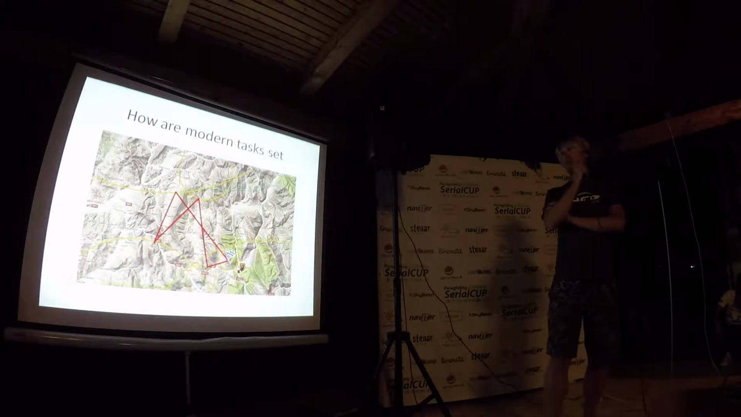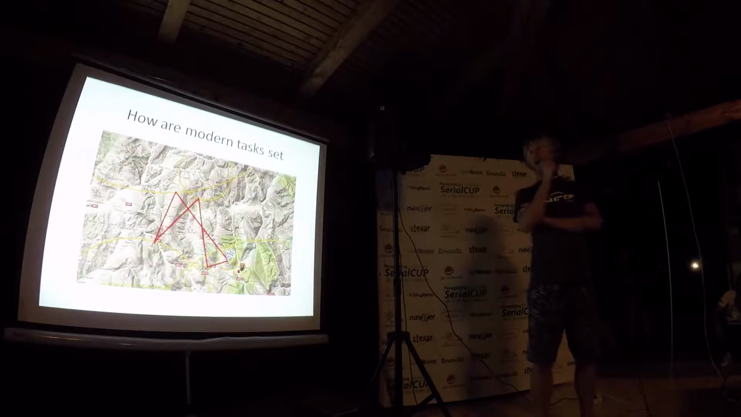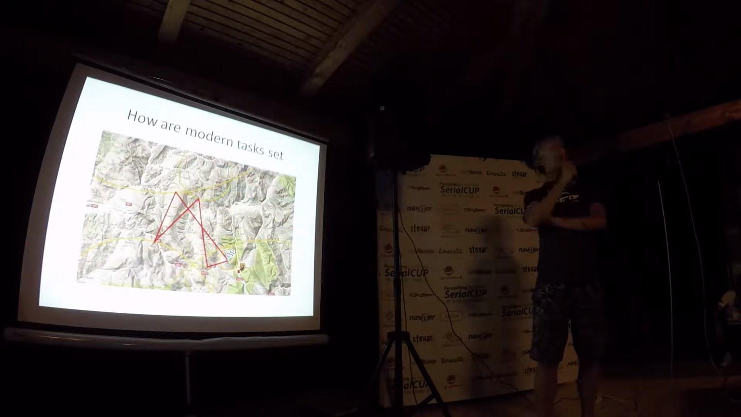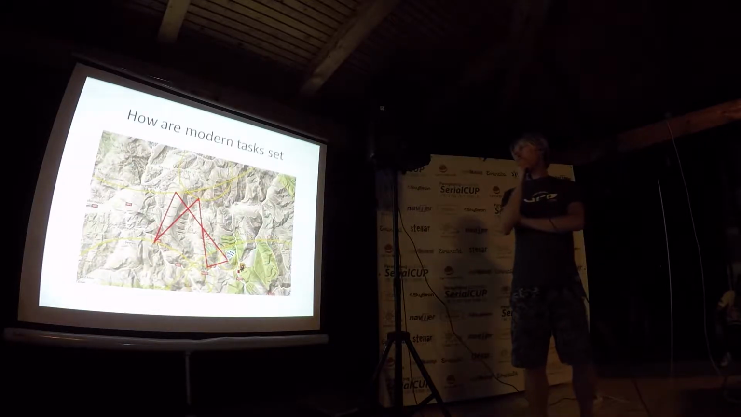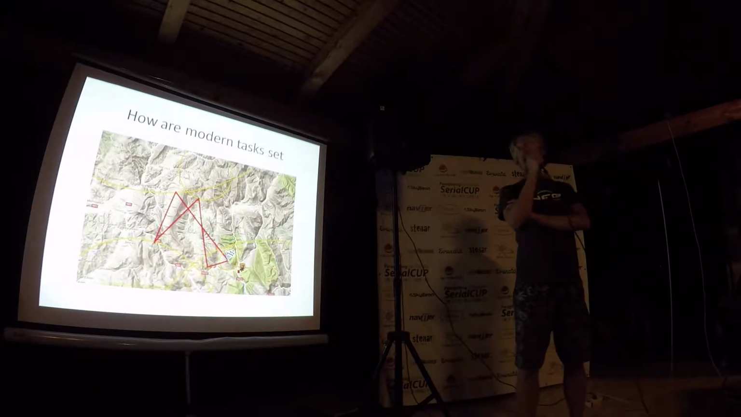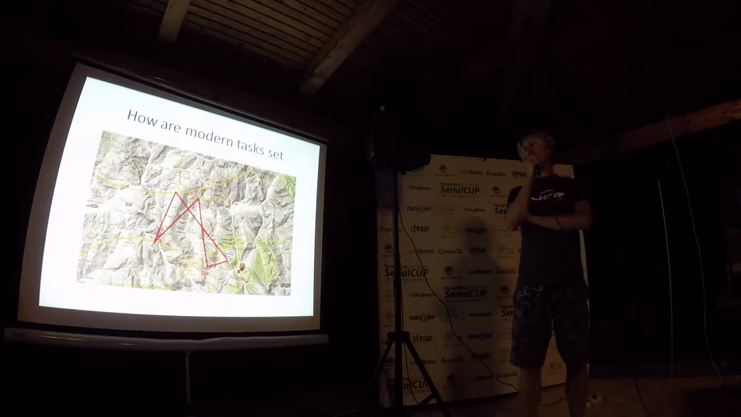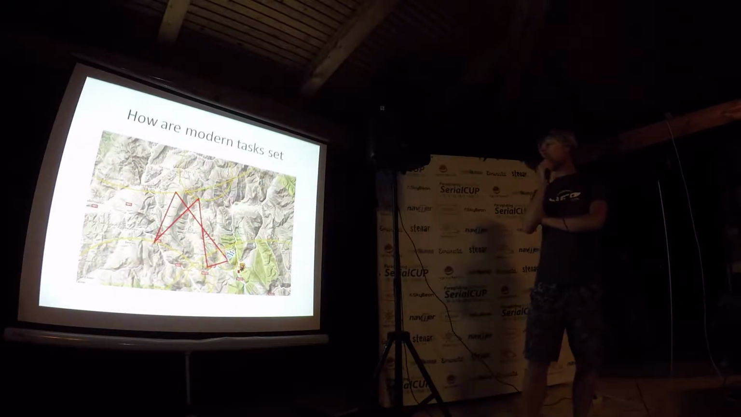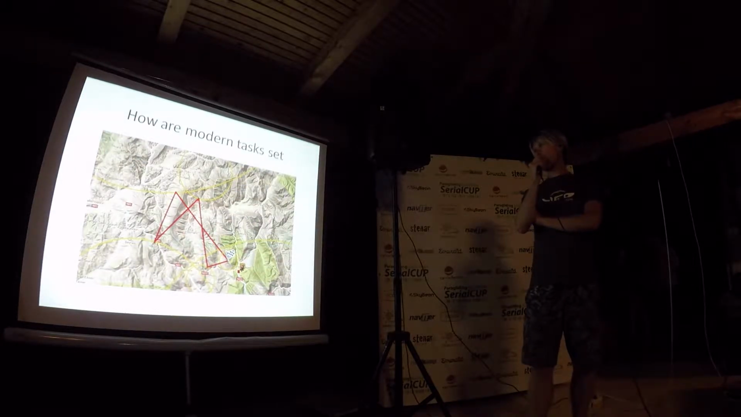We fly tasks with really big cylinders, and the distances between cylinders are much bigger. Why like this? It's very easy to say: there are many more roads to take, so we can divide the whole field into smaller groups. You can choose many different options to fly. Here you can see a task from the World Cup in France that finished a couple of days before.